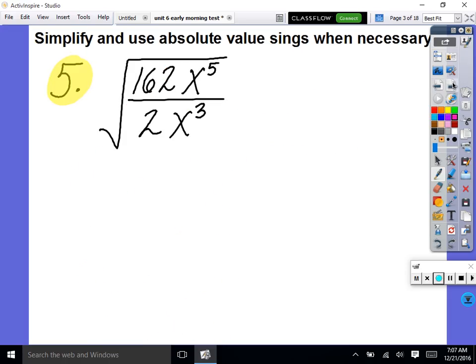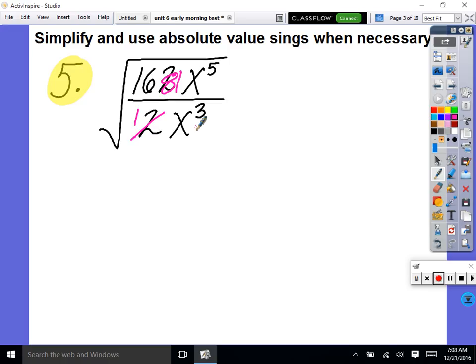Okay. Number 5, simplify and use absolute value signs when necessary. So there's a lot at this level. We're dividing this, so wouldn't it be smart to divide everything out that we can? Let's focus on underneath. 162 divided by 2 is 81, I think. So that becomes an 81 on top. Make sure you write it in the correct spot. A lot of you are really bad at not writing it in the correct spot. That's 81, that's 1. And then x to the 5th and x cubed would be x squared on top, correct?